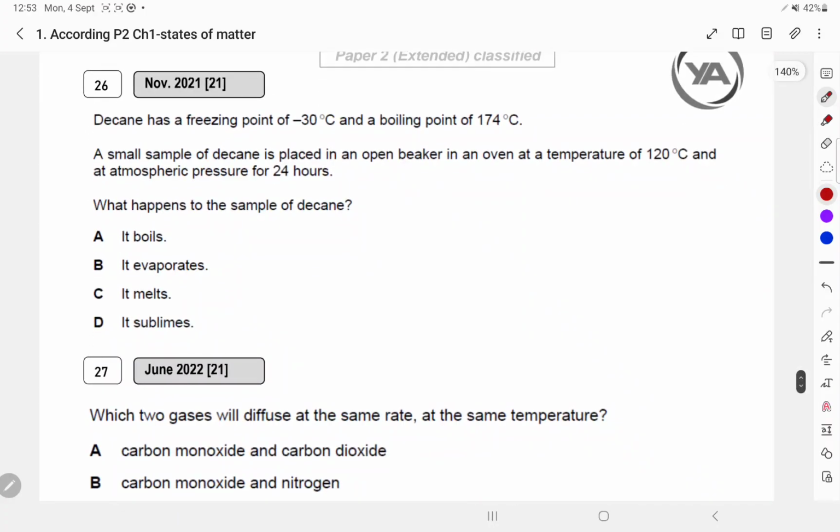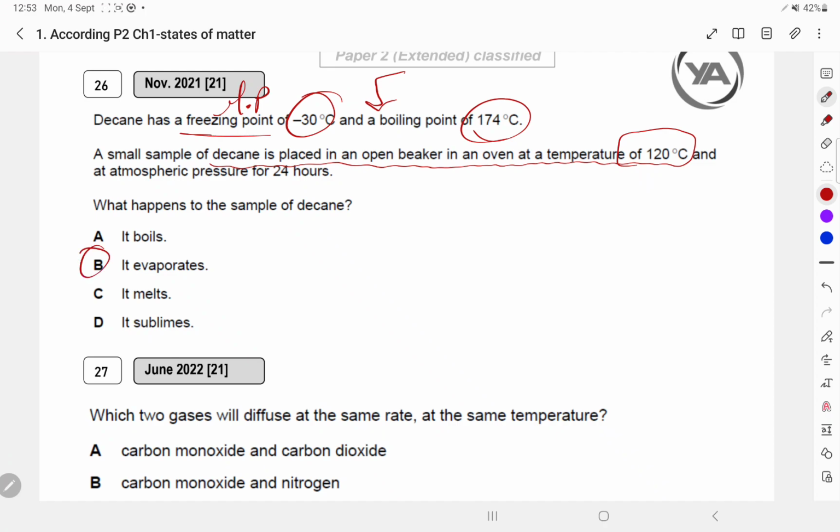Okay. Decane has a freezing point, and we said before that the freezing point is the same as the melting point, negative 30 degrees Celsius, and boiling point 174. So a sample of decane is placed in an open beaker in an oven at temperature 120. 120 is between its melting and boiling point, so it will be liquid. So what will happen to the liquid? Actually, it will evaporate. It will not boil because we didn't reach the boiling point 174.